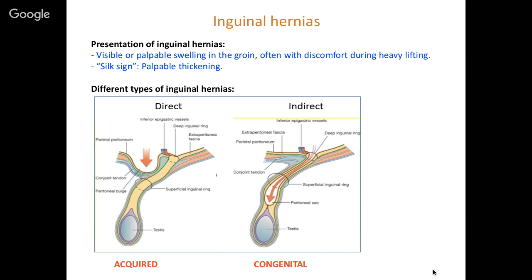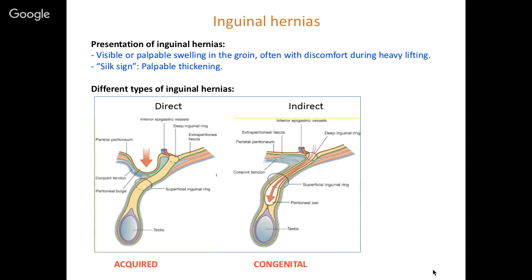Okay. So with inguinal hernias, presentation, it might be an obvious swelling in the groin, or you might have to ask them to cough in order to see it, often with discomfort during heavy lifting. You might also see the silk sign, which is a palpable thickening of the spermatic cord.